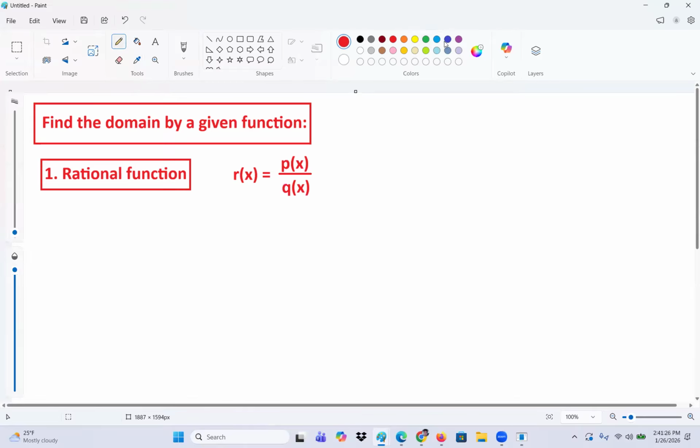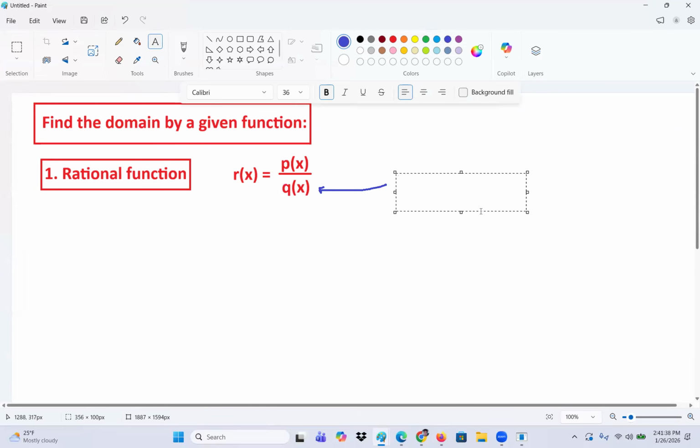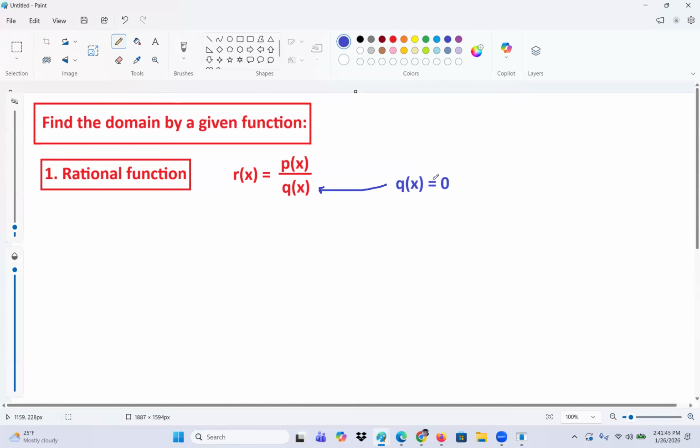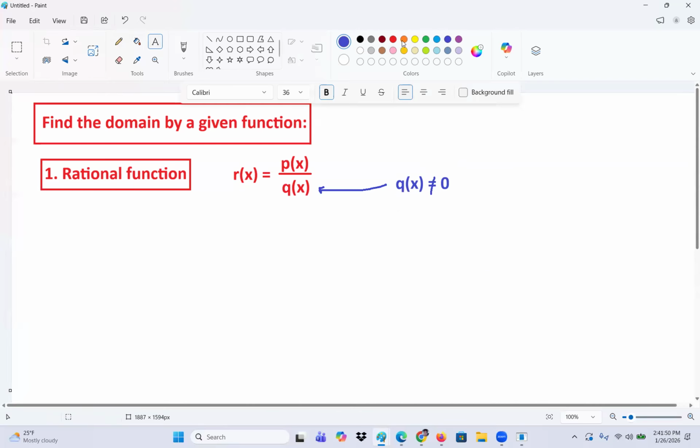So the denominator cannot be 0. If q of x equals 0, that's going to make the function undefined. So whenever you see fractions, we have to exclude those points and make sure that the denominator cannot be 0. So q of x cannot be 0 in this case. Okay, so I can give you a lot of examples for that. So we have 2x minus 4 over x plus 3.